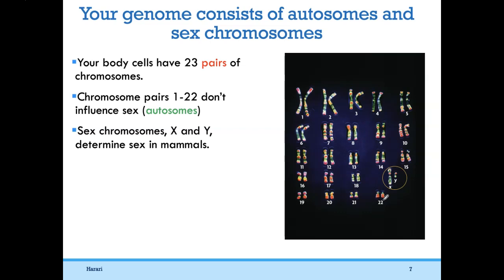In mammals, the sex chromosomes X and Y determine sex. So the 23rd pair of chromosomes in humans is the sex chromosomes. If you have 2 copies of the X chromosome, that would make you female. And the presence of a Y chromosome in humans would denote male in biology.